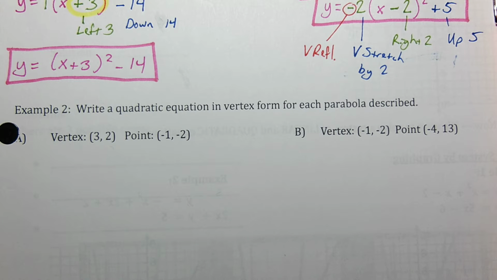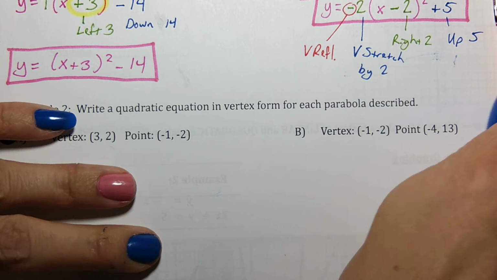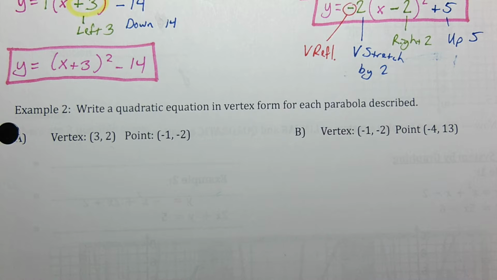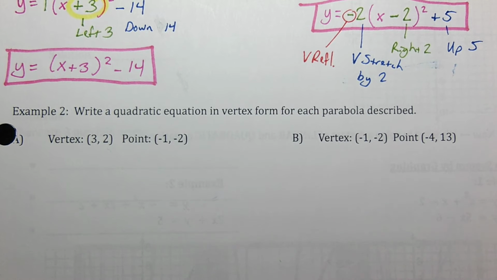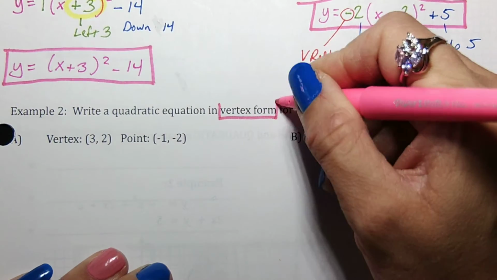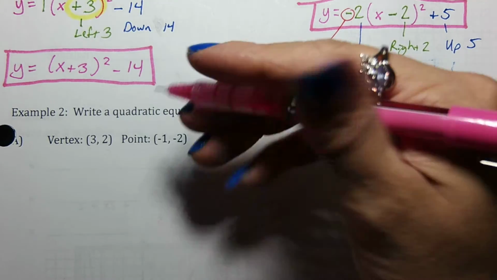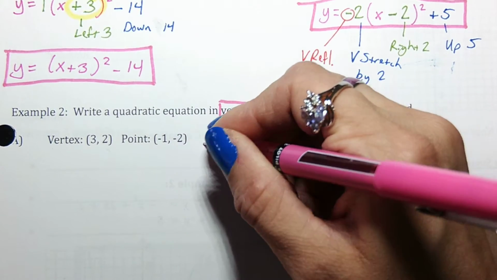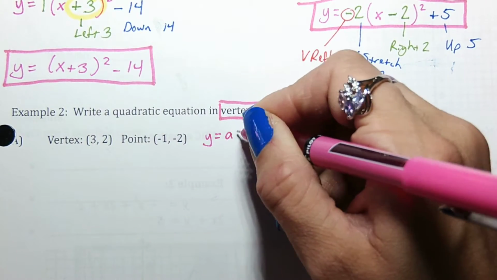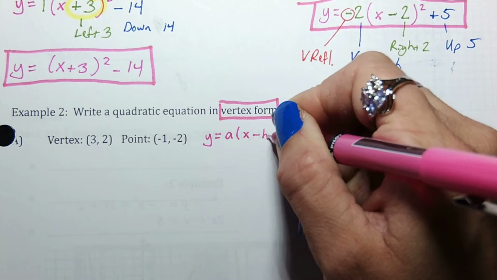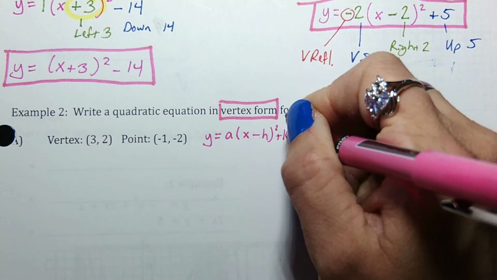So on these bottom two problems, instead of going from standard form to vertex form, here we are just given a couple of key features about the parabola. So it says write a quadratic equation in vertex form for each parabola described. So I'm going to go ahead and just write that skeletal structure of vertex form. y equals a times (x minus h) squared plus k.